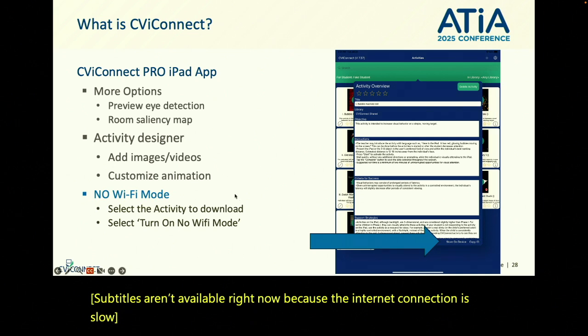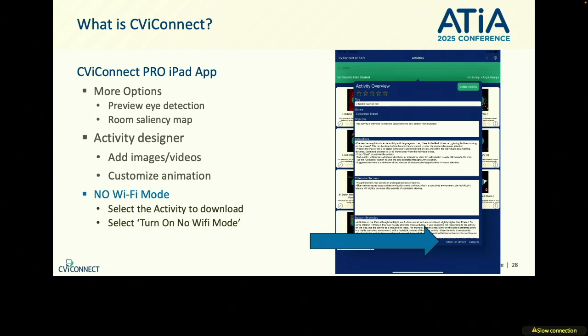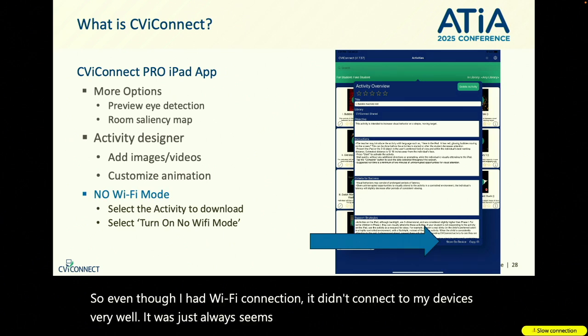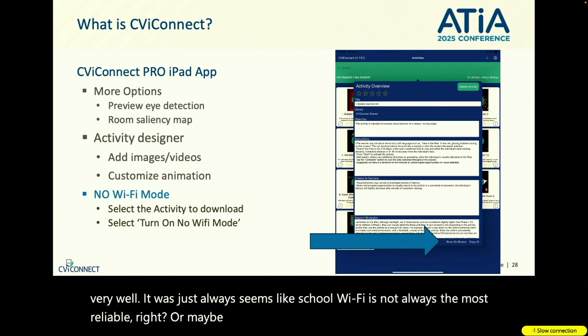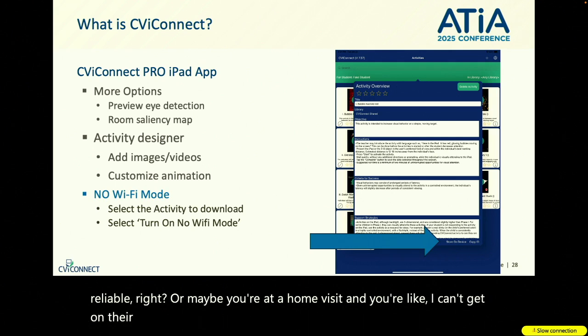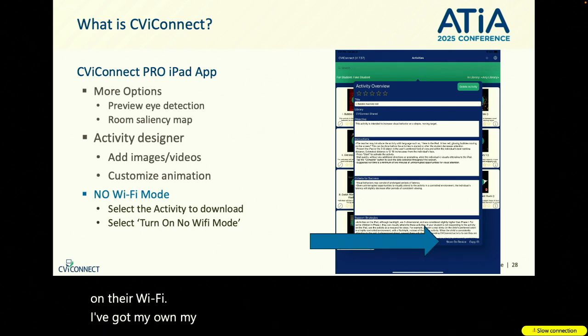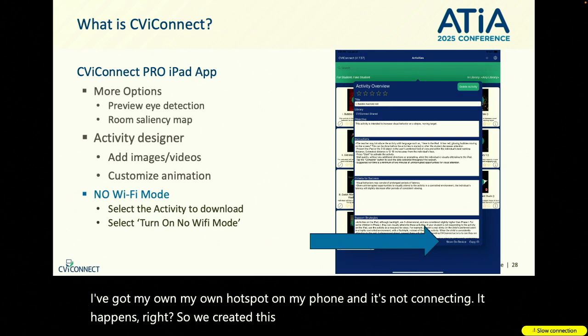The next thing I want to talk to you guys about is what happens when you're in a district where you don't have good Wi-Fi connection, or maybe you're a guest in the district and they won't allow you to have Wi-Fi access. I had one school district where I was working in a back closet area, so even though I had a Wi-Fi connection, it didn't connect to my devices very well. School Wi-Fi is not always the most reliable, right? Or maybe you're at a home visit and you can't get on their Wi-Fi, or you've got your own hotspot on your phone and it's not connecting. It happens, right? So we created this idea for a no Wi-Fi mode.